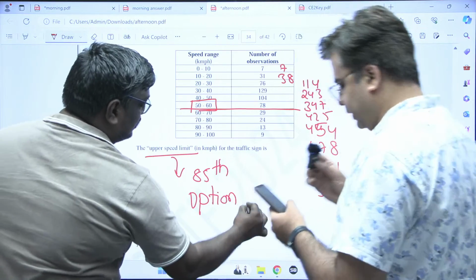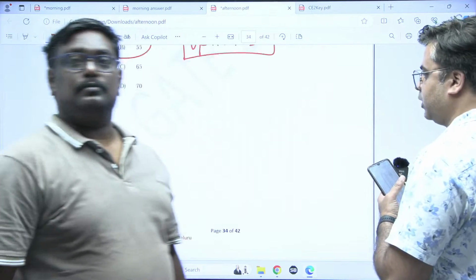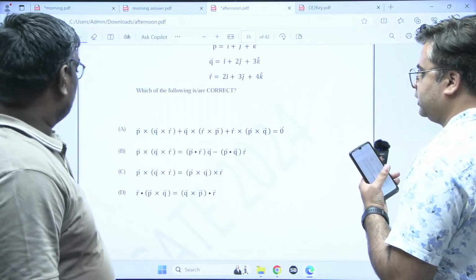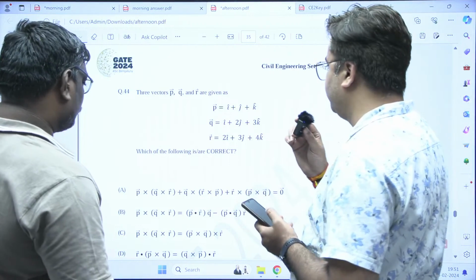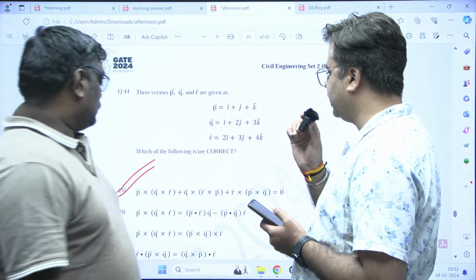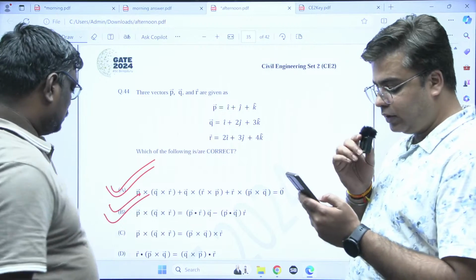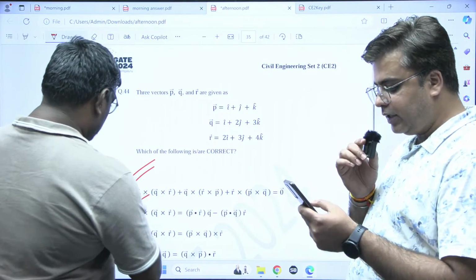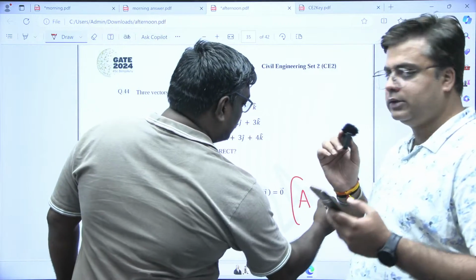Yes, sir? Yeah, sir. So, the next question is question number 44. Now, this is a multiple select question. Three vectors are given to you: P vector is I, J, K cap, Q is I, 2J, 3K, and R is 2I plus 3J plus 4K. So, this is question number 44. The correct answer is A and B. A and B are correct answers.